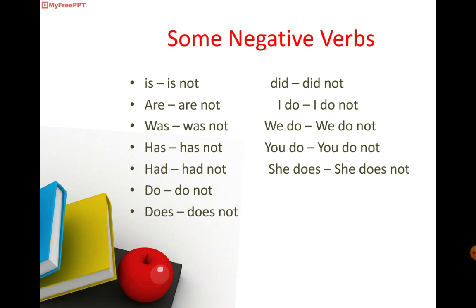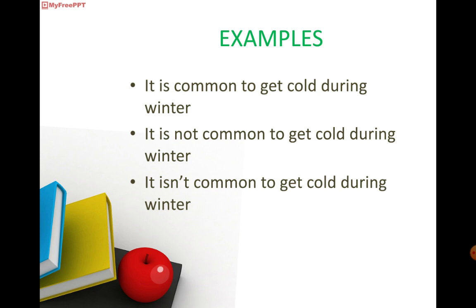Now let us use some pronouns. I do is positive, I do not, or I don't is negative. We do is positive, we do not, or we don't is negative. You do is positive, you do not, or you don't is negative. She does is positive, she does not, or she doesn't is negative.